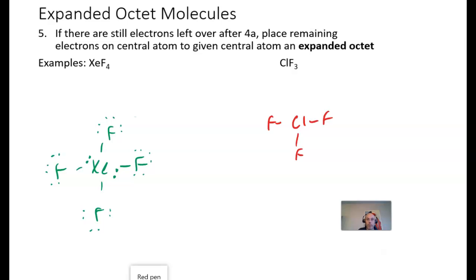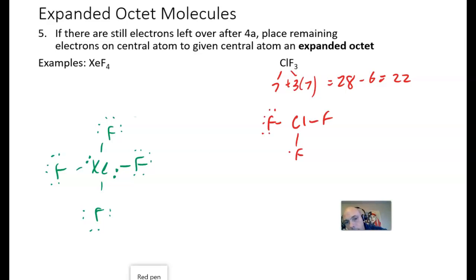I'll go back and count valence electrons. These are all halogens. They're all in the 7th row. They all have 7 valence electrons. 7 and 21 is 28. And then 28 minus the 6 electrons I drew via the 3 single bonds. 28 minus 6 is 22. So I have 22 electrons to play with here. I'll place these 22 remaining electrons as lone pairs on my peripheral atoms first.